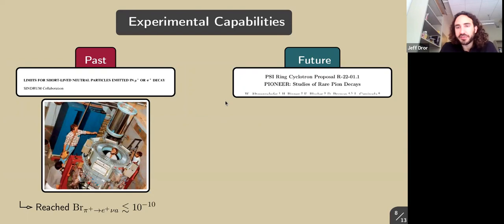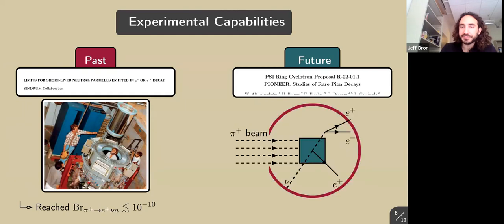But the future here is also quite interesting. Right now, there's been a new effort called PIONEER. The PIONEER experiment is in a maturing stage. They are funded, and they're starting to do some test runs at the same facility that was used all the way back in the 80s by the SINDRUM collaboration. But now they're going to be using much more modern technology to make a similar type of measurement to the one that was done back then.